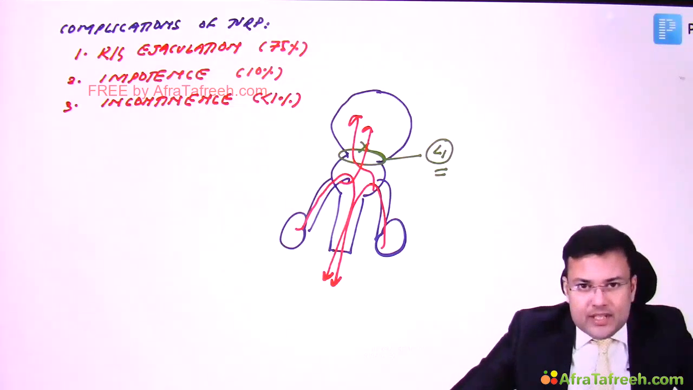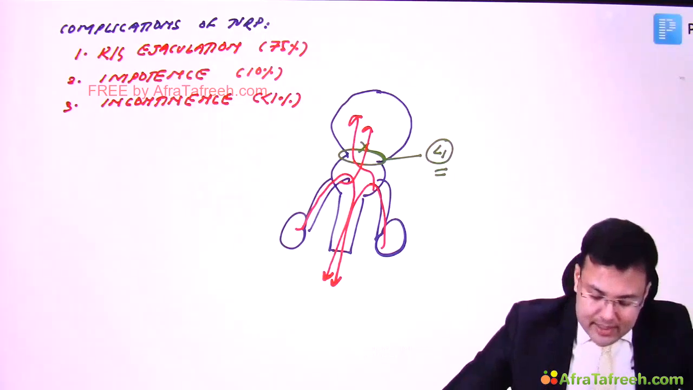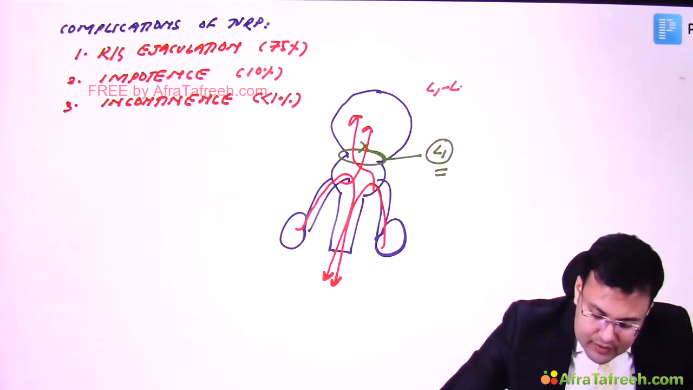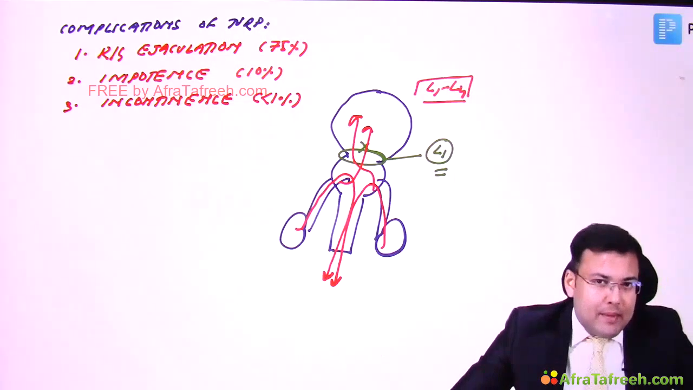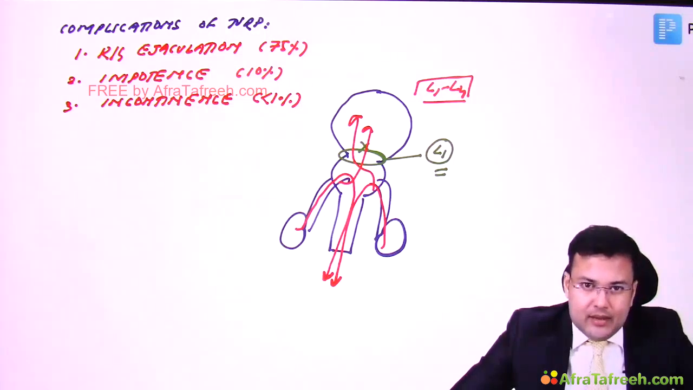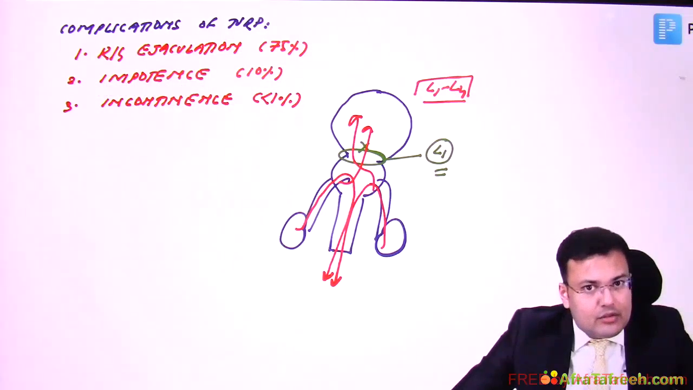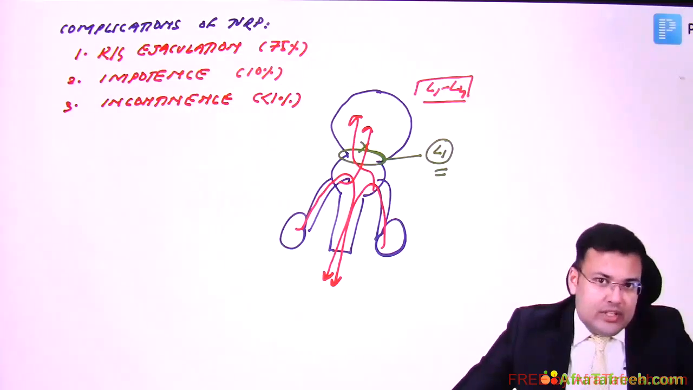Like in Buerger's disease, we perform lumbar sympathectomy, and in lumbar sympathectomy, which ganglia are removed? Generally L1 to L4. If we are performing bilateral lumbar sympathectomy, removing the L1 to L4 sympathetic ganglia, in that case also retrograde ejaculation can occur.